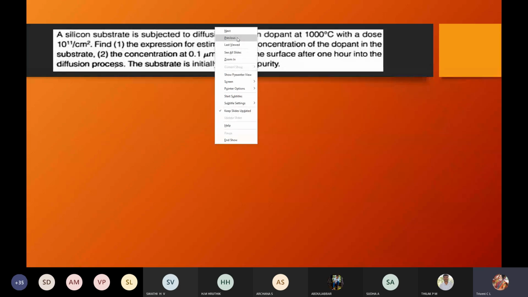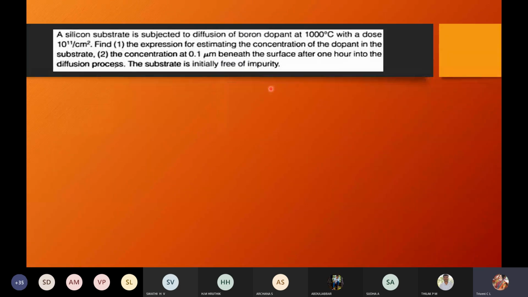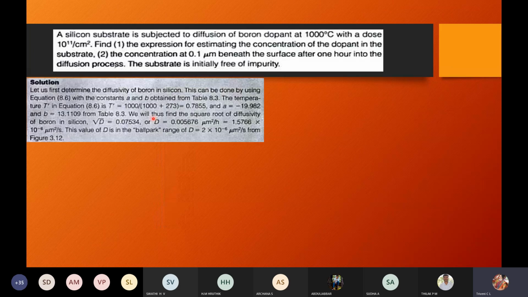So let us solve this problem. We are supposed to calculate, first, the expression for estimating the concentration of the dopant in the substrate, and second, the concentration at 0.1 micrometer beneath the surface after 1 hour of the diffusion process. That is what we are supposed to calculate. So let us take it here.